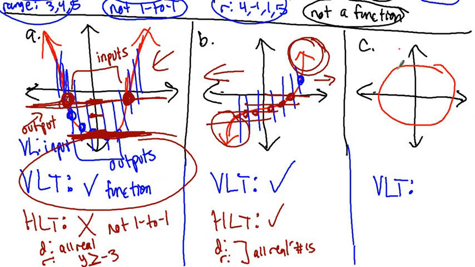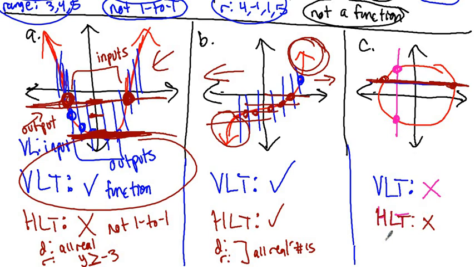Alright, right here, is this a function? It's not, because I just drew a vertical line through it and it hit it in multiple places. So because it's not a function, it can't be a one-to-one function, so it doesn't really matter if it passes a horizontal line test. Actually, let me use a different color for that. So this also fails a horizontal line test, but it wouldn't matter anyway, because if it's not a function at all, it can't be one-to-one.